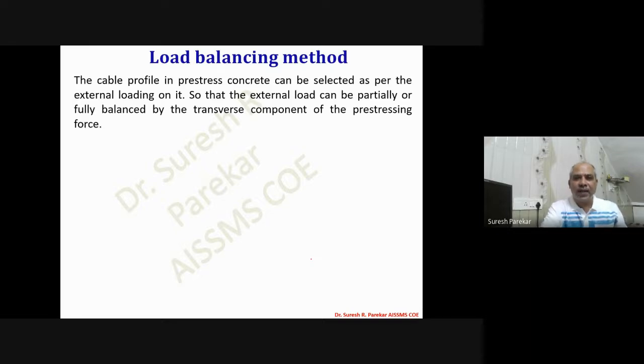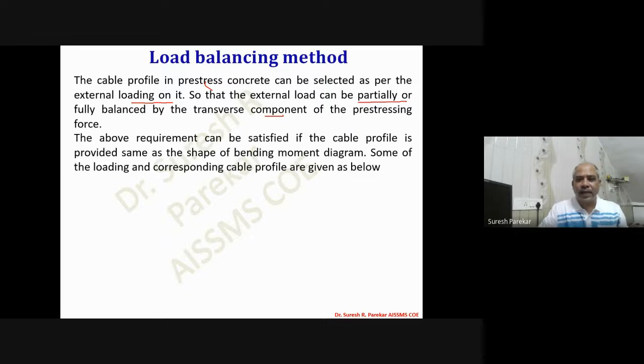Now, the cable profile in pre-stressed concrete can be selected as per the external loading on it. We will see how to select it so that the external load can be, and this is most important, partially or fully balanced by the transverse component of the pre-stressing force. This requirement can be satisfied if the cable profile is the same as the shape of the, and this is the most important word, bending moment diagram. So the shape of the cable is parallel to or the same as your bending moment diagram. Some of the loadings and corresponding cable profiles are given below.